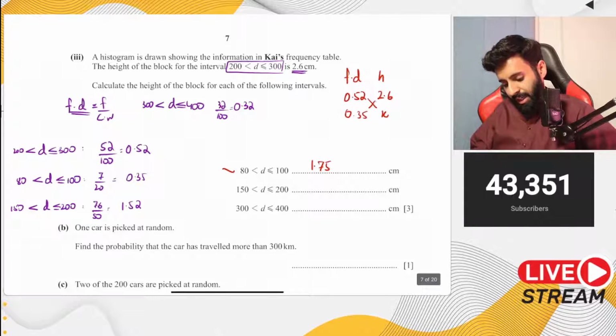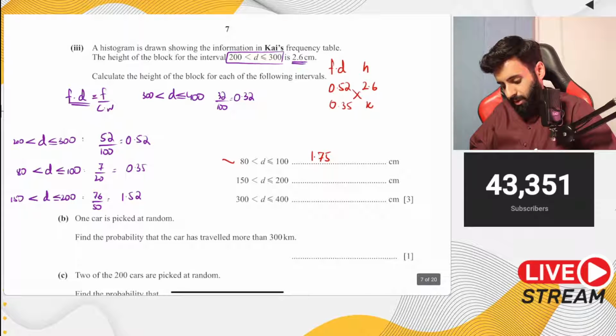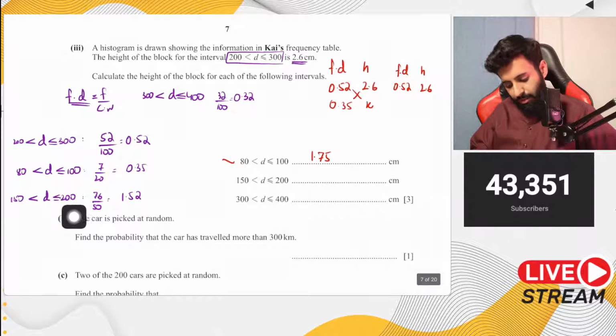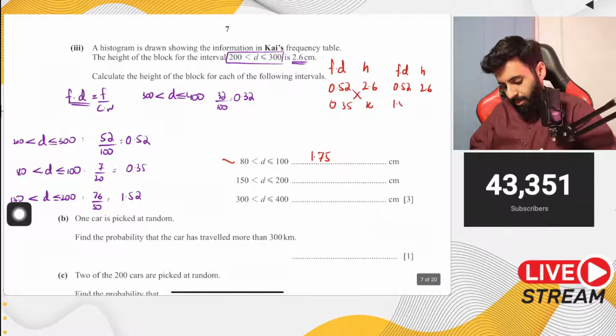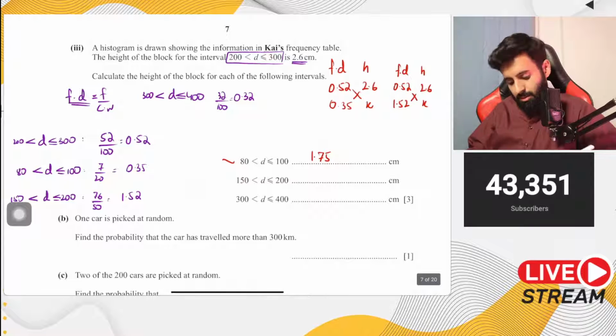Now we're going to do the exact same thing for the remaining three intervals. So again, frequency density is to height. 0.52 is to 2.6. And what about the interval that has frequency density 1.52? What will be its height? So again, cross multiply 1.52 into 2.6 divided by 0.52, which is equal to 7.6 centimeter.